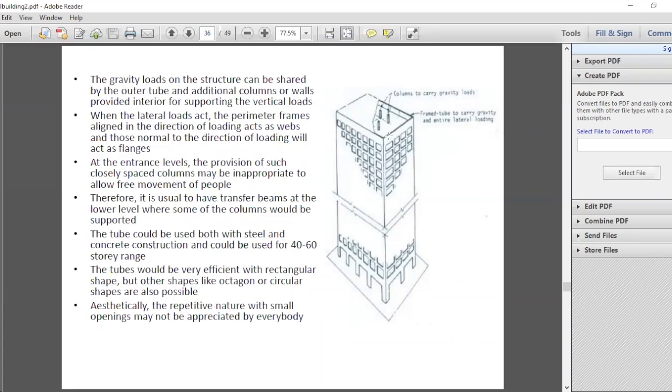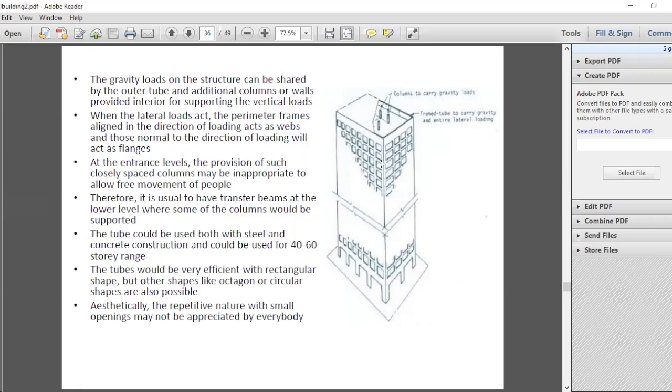And those normal to the direction of the loading, this normal one, that will act as a flange. And at the entrance level, you need bigger openings and transfer beams. And the tube could be used with steel and concrete construction and could be used for 40 to 60 story range. And if you can recall the World Trade Center building that collapsed due to the plane attack, it had this particular structural form.